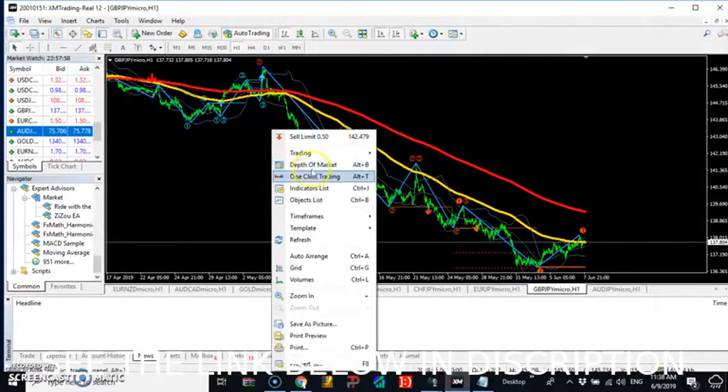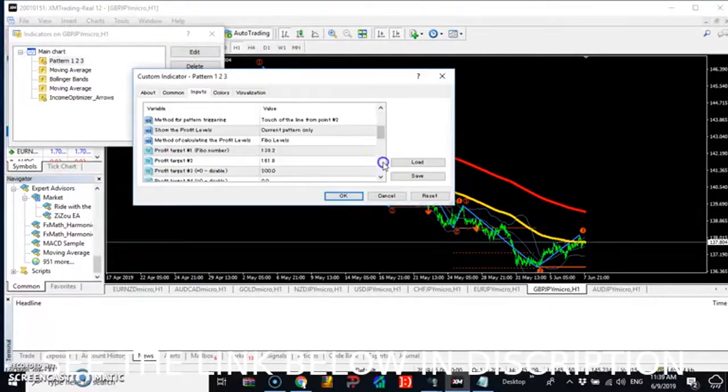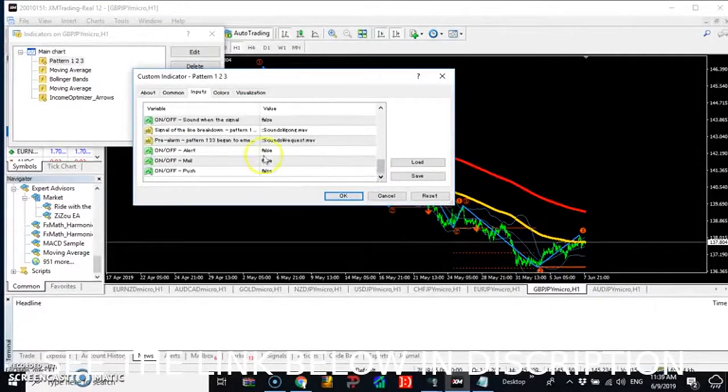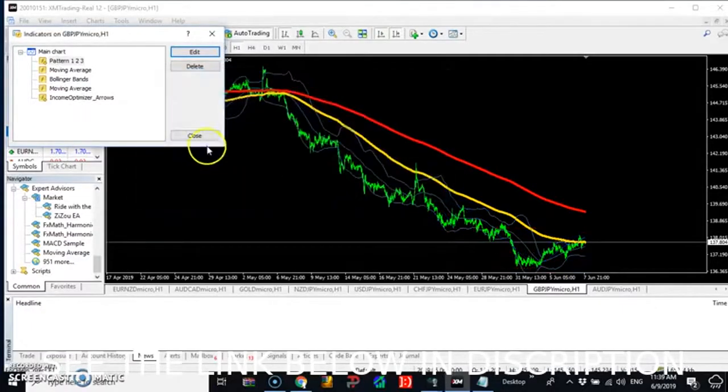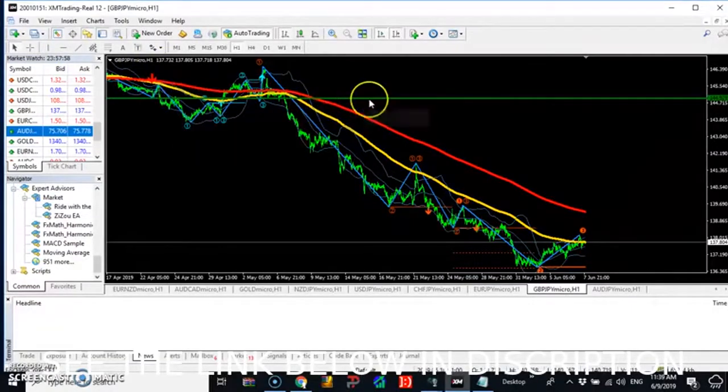If you can see it, pattern 1 2 3, we have silenced the signal to be false, false, false. Everything is false. We have silenced it, leaving us alone with this arrow. Once we hear the sound of this arrow, we know this trend is ready to change. We pend our order below the arrow and we let it run.